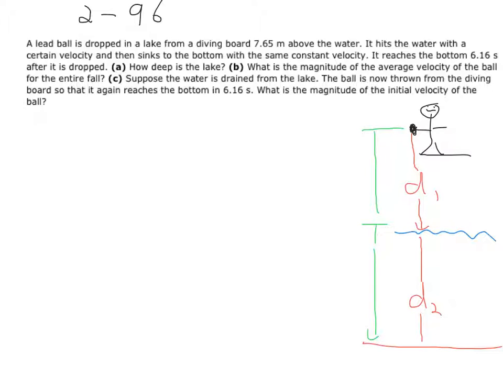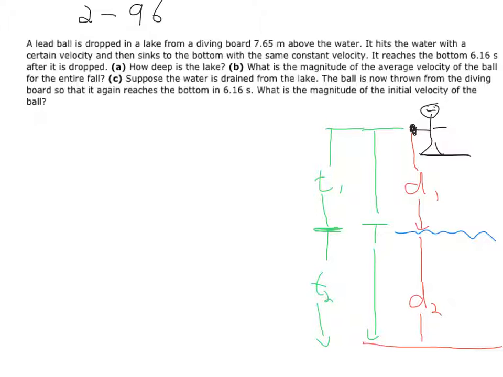And with the total time, capital T, you can think of it as being broken up into two pieces. So you can think of there being some T1 that it takes to get to the surface of the water, and then another time T2 that it takes to get from the surface of the water to the bottom of the pool. So let's think about what we have going on here.